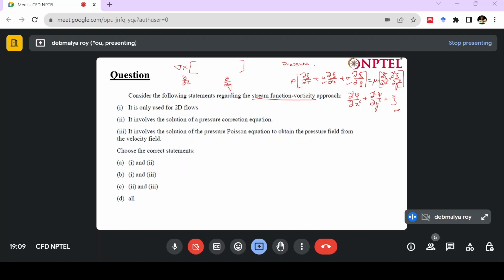Okay, so let's start with the statements. The first statement is it is only used in 2D fluids. The thing about this approach is we are using the stream function. Stream function is mainly defined for only 2D flows. That restricts this method to a two-dimensional sense. We will not be able to use this method as elegantly for a three-dimensional sense. So this is restricted to 2D flows. So this statement is correct.